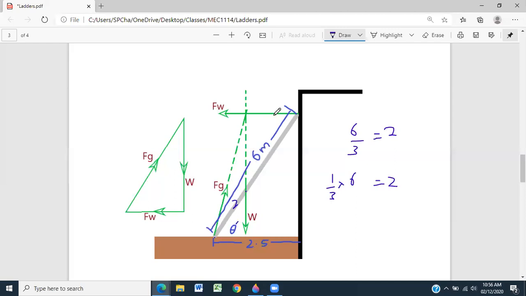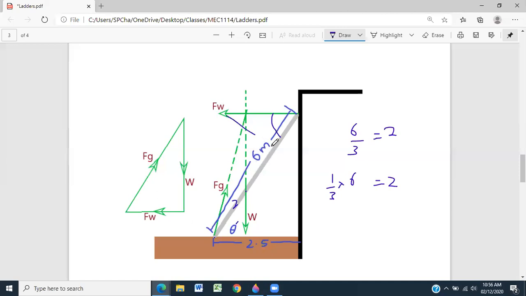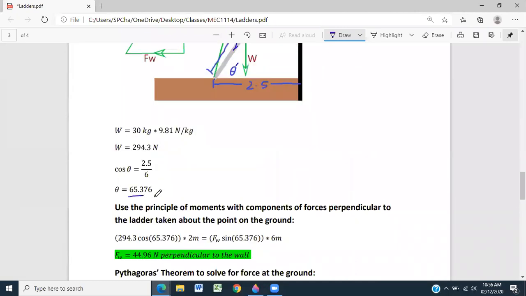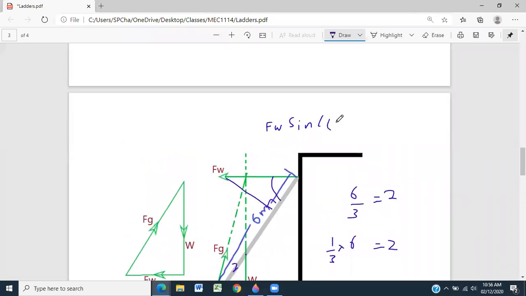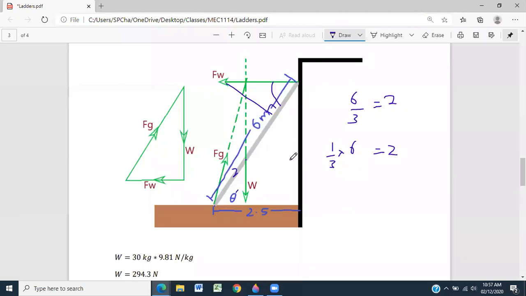We say FW, this angle, 65 here. So we know the perpendicular component: sine theta times FW times the length of this ladder, which is 6. So FW sine of the theta we found, 65, times 6 is equal to W, and the component here is also the same theta. Here's cosine theta W. So similar setup.